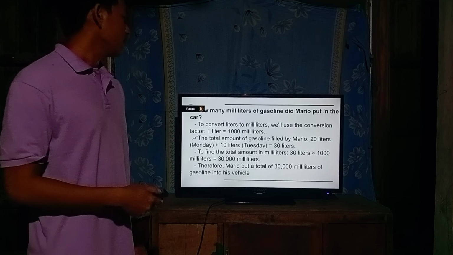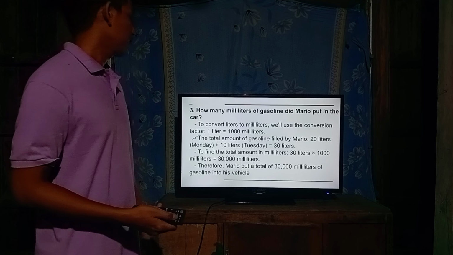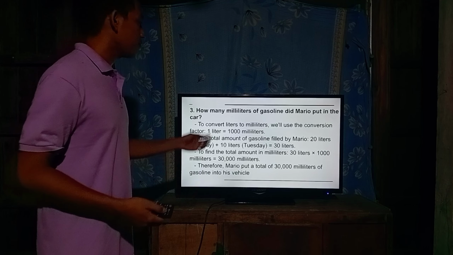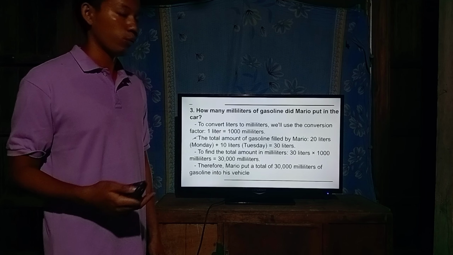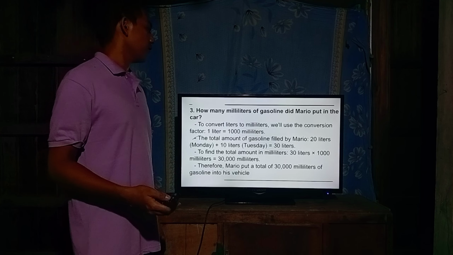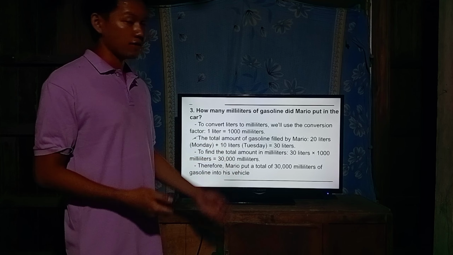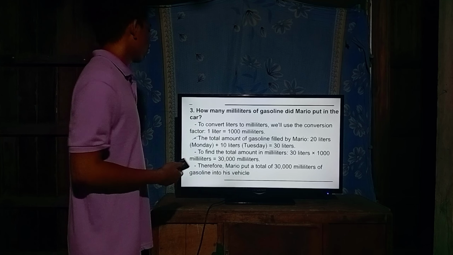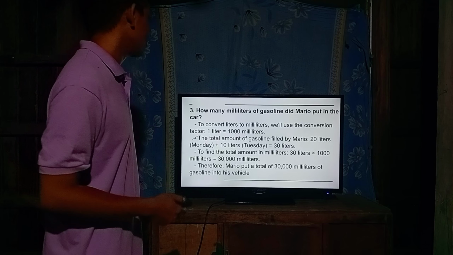So, how many milliliters of gasoline did Mario put in the car? Ang ipangita is milliliters man niya. Ang given dito sa problem is liters man. So, we need to convert it into milliliters. To convert liters to milliliters, we use the conversion factor, which is 1 liter is equivalent to 1,000 milliliters.